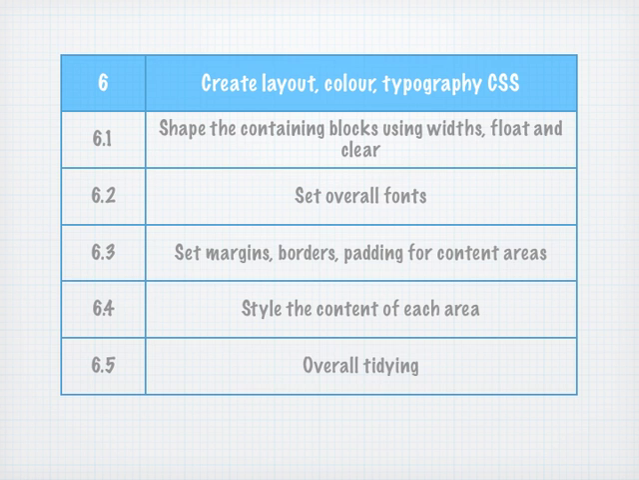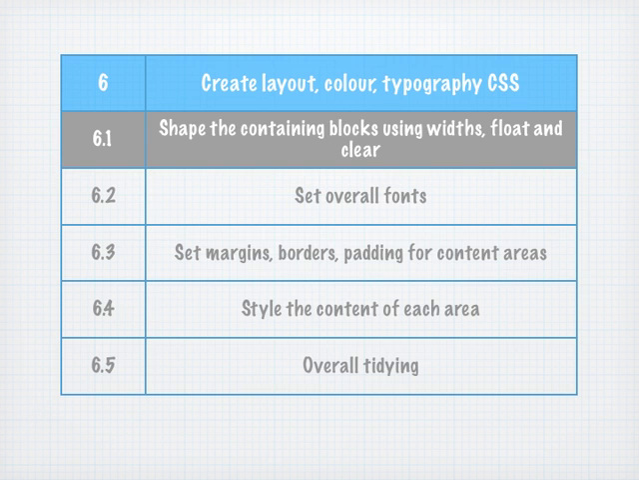You can see 6.1 and 6.2 are to do with shaping the whole page, determining where our logical document blocks will sit in the page, in other words, reconstructing our column layouts. And then 6.2 is all about setting the overall fonts, and that's as far as this video will go. And then the next one will cover the 6.3, 6.4 and 6.5 aspects. So let's start off with shaping the containing blocks.